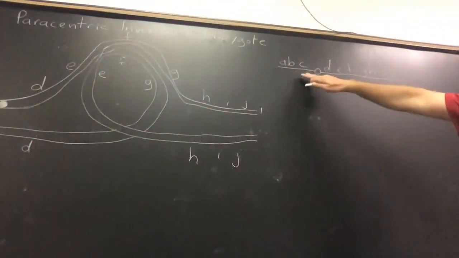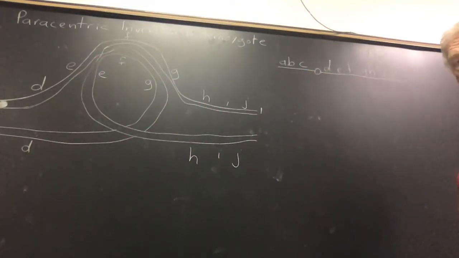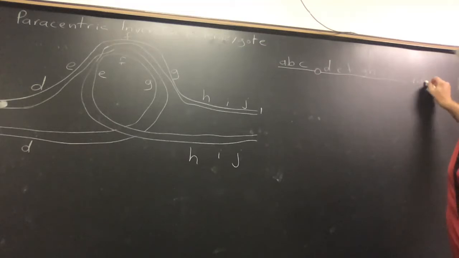And so we can see this first chromosome has all the genes in the right order and a single centromere like it's supposed to, so it is viable.